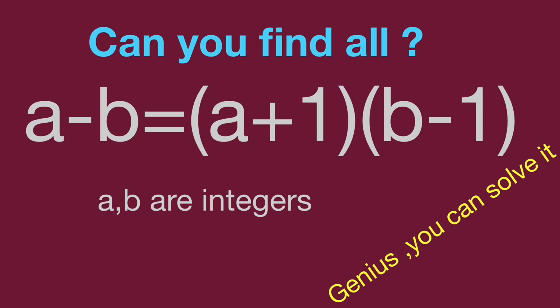The given information: A equals (A plus 1) times (B minus 1). A and B are integers. Find the number pairs of A and B. This is an interesting question. Would you please find them?